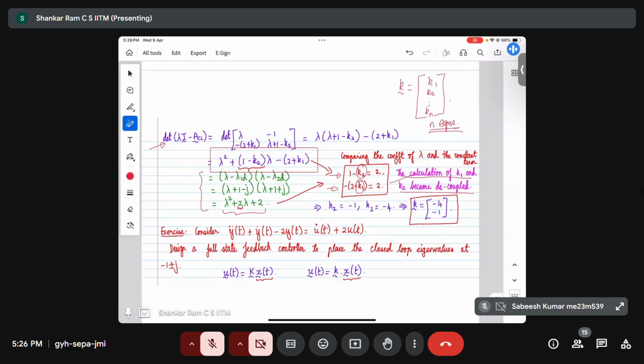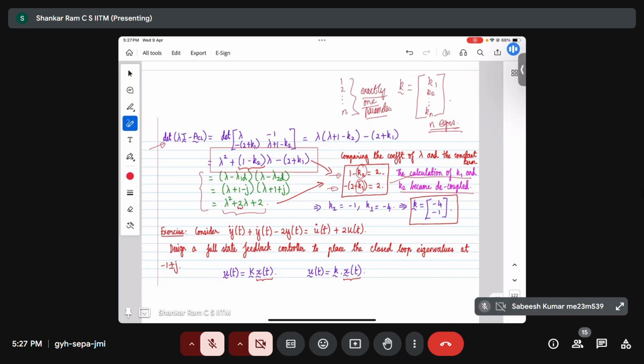Imagine the amount of computational effort that is required. Suppose, let's say n is 100. We need to solve for K1 to K100, 100 simultaneous equations. But if we have the controller canonical form, equations 1, 2, all the way to n, each will have exactly one parameter. So calculation of K1 through Kn will become extremely easy. We don't need to do any computation at all. You can just observe and then write K1 and K2.